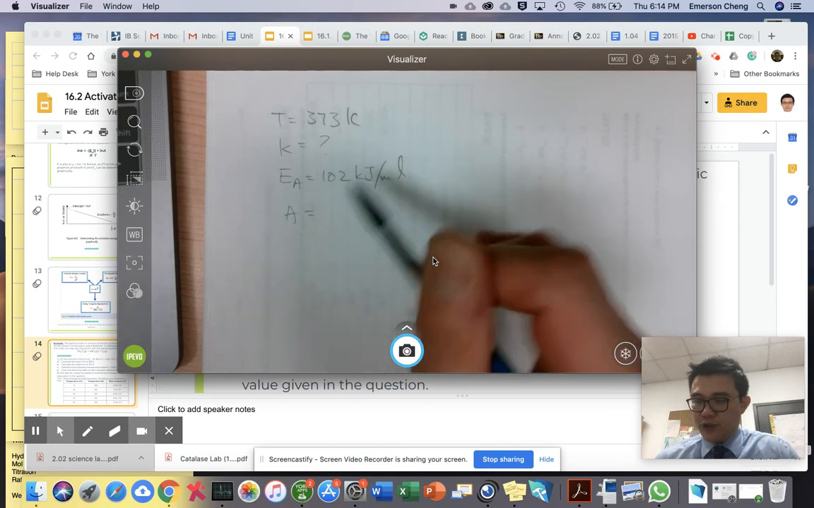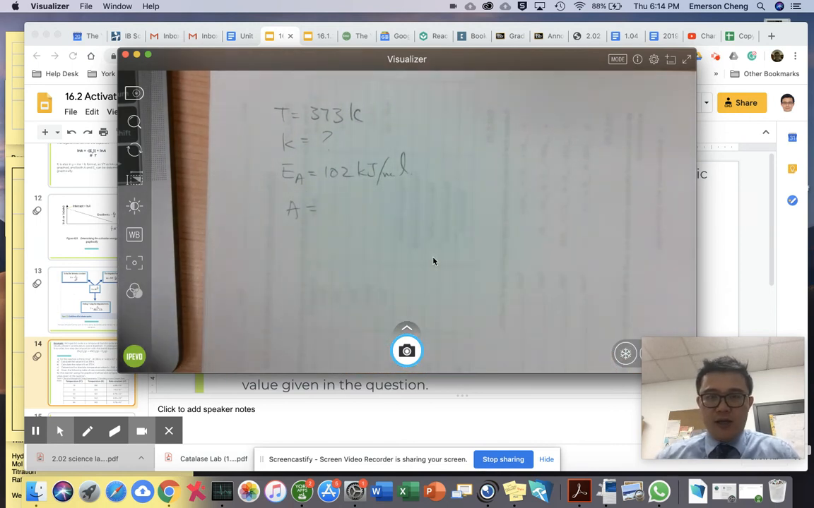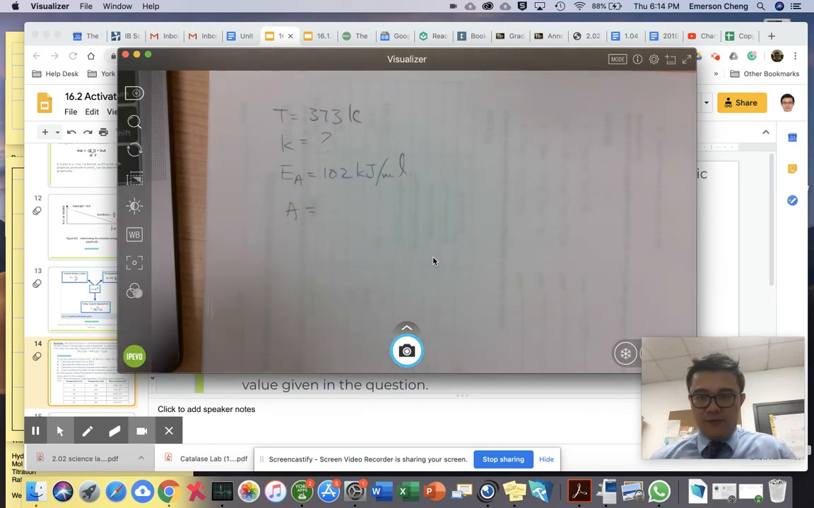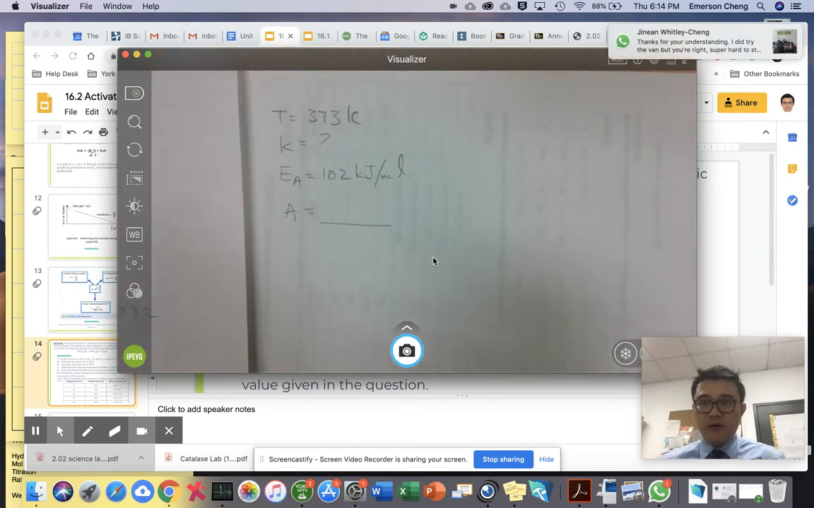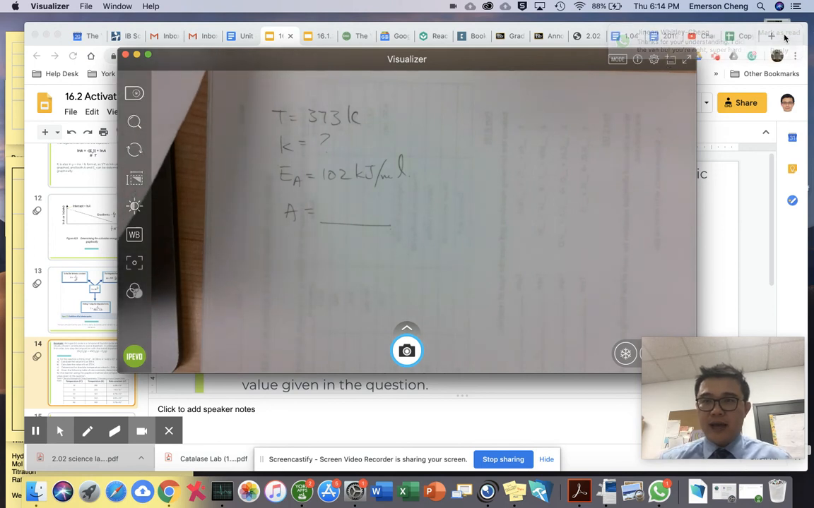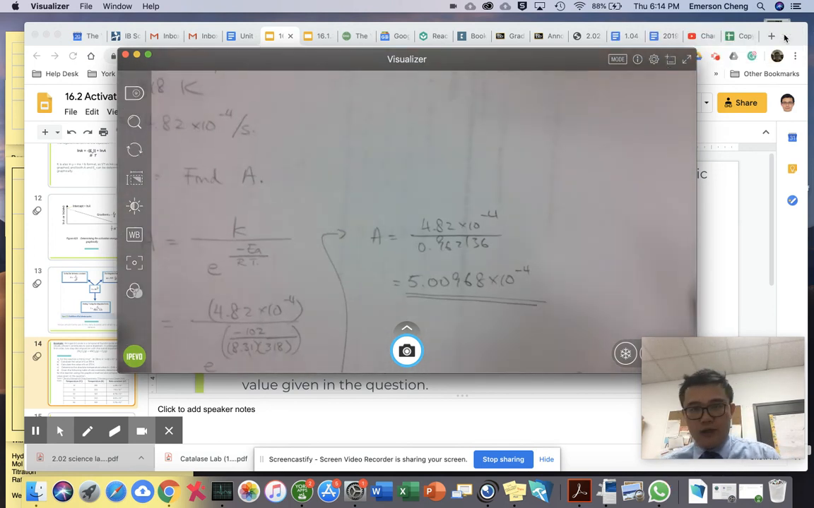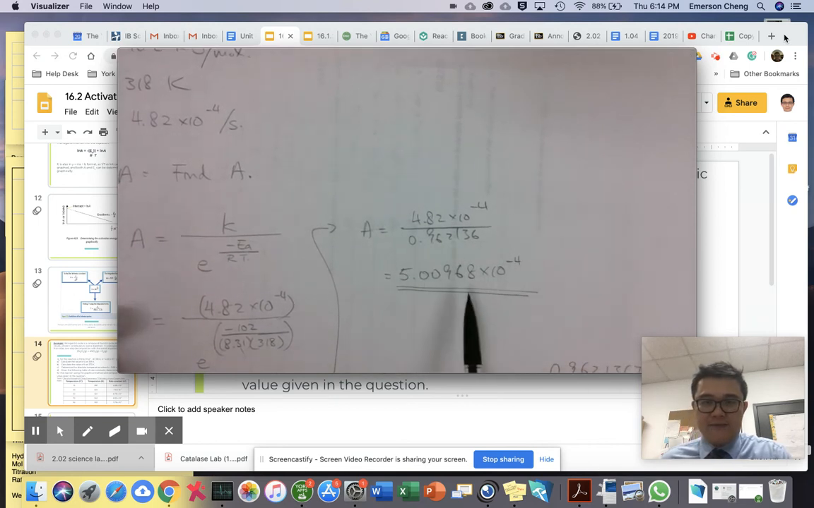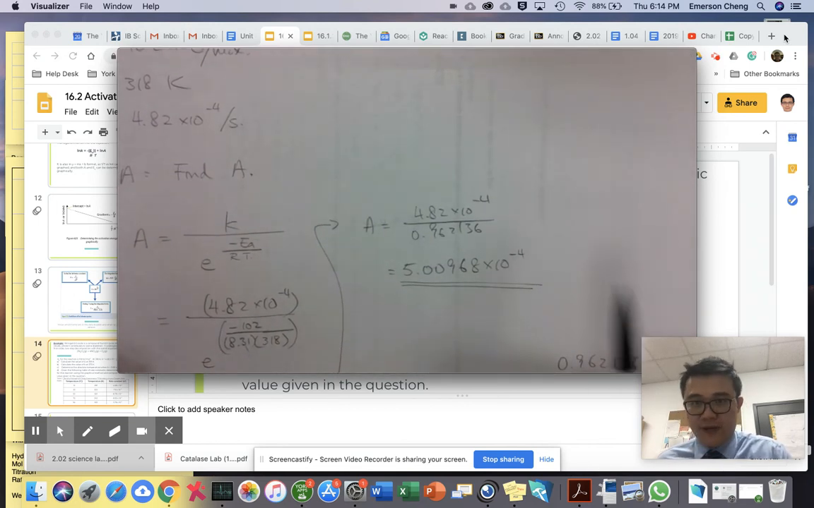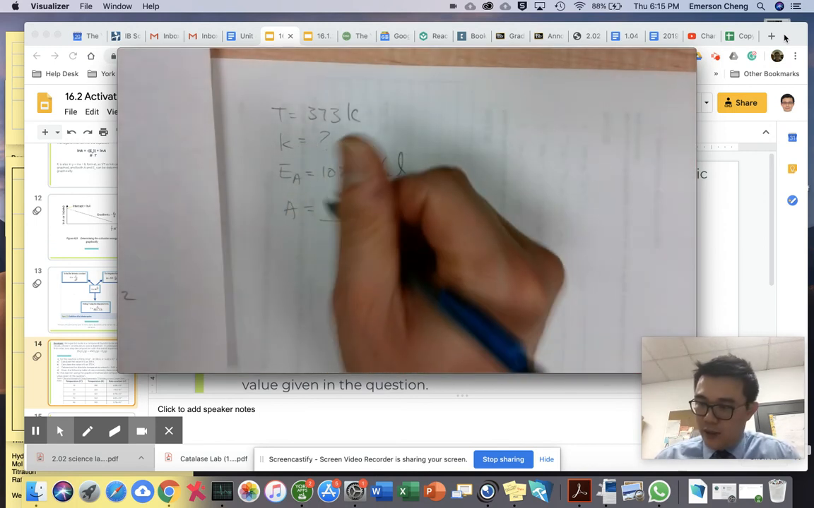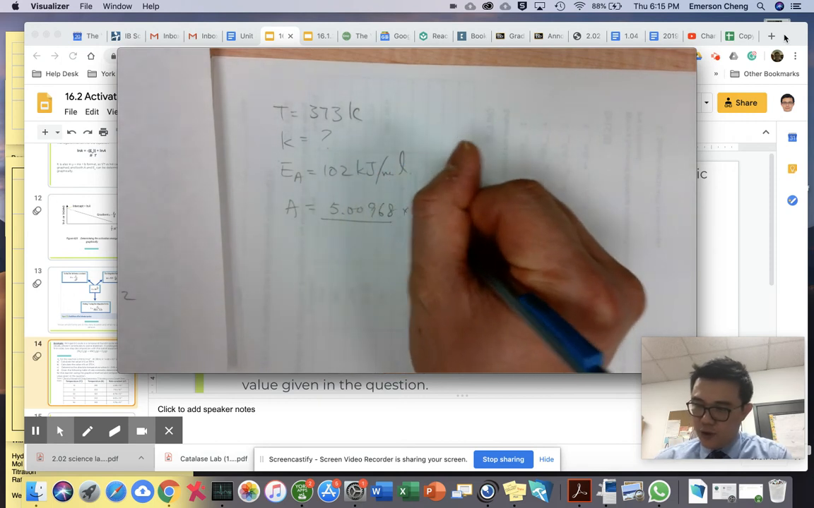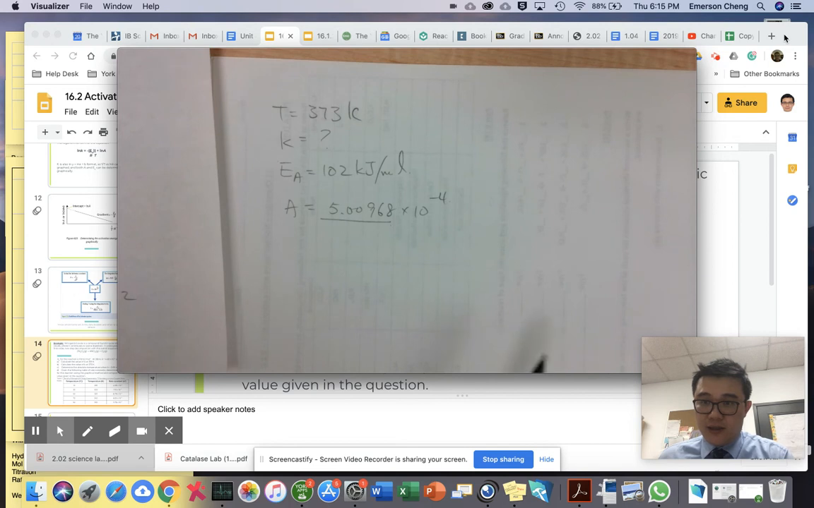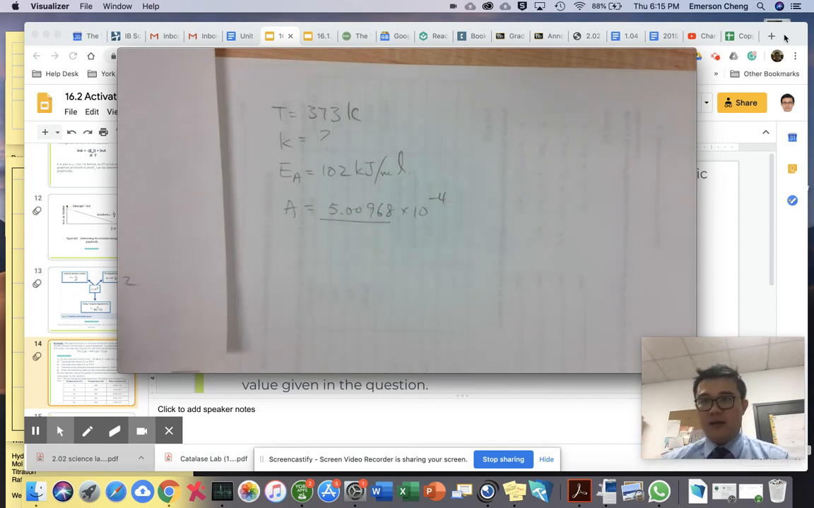We have temperature, we have activation energy, we have k. Now we're looking for k. In order for this to work, we need to have A, the Arrhenius constant. Earlier, we already calculated A as this value, and this is a constant value. So we can use the same one from the previous question. And as you know, you always carry a lot of digits while you're in the middle of a calculation.